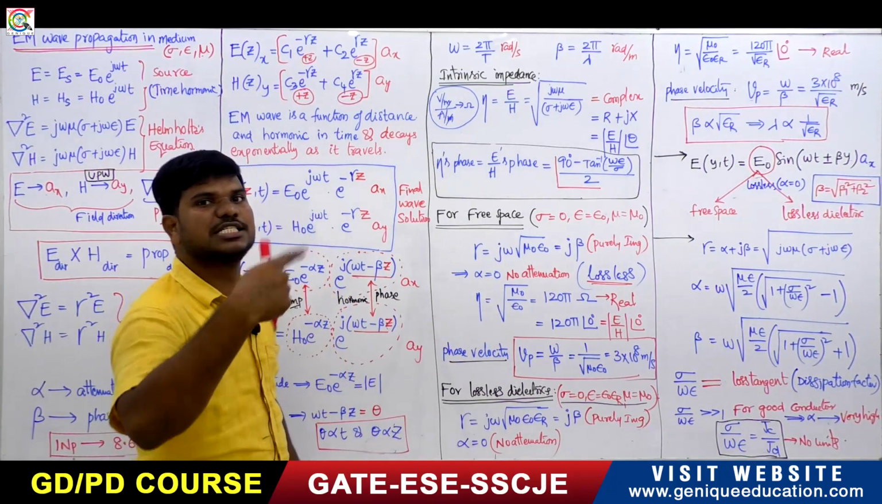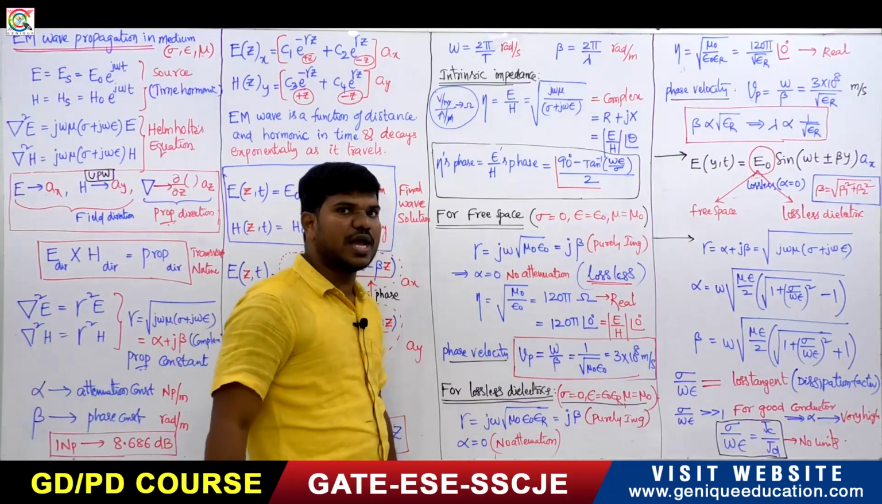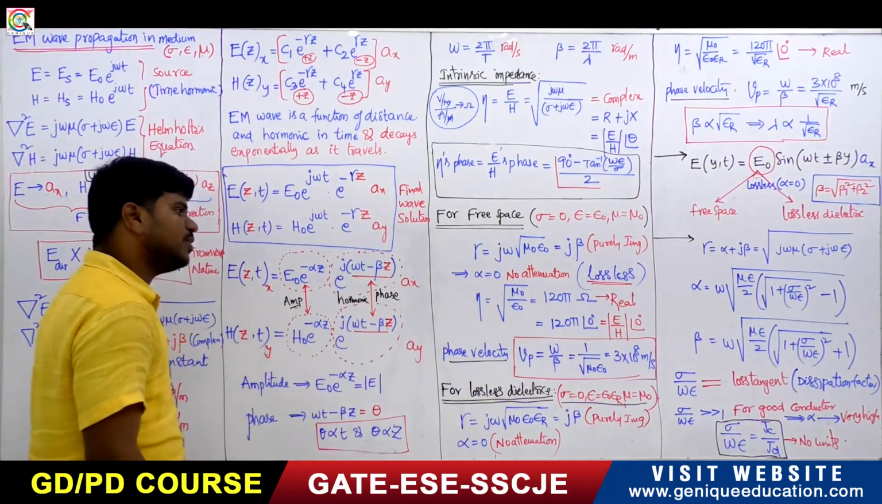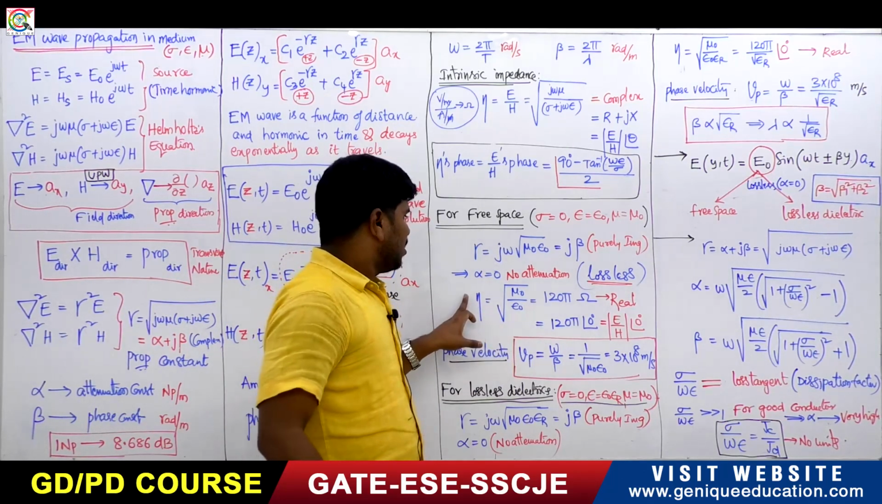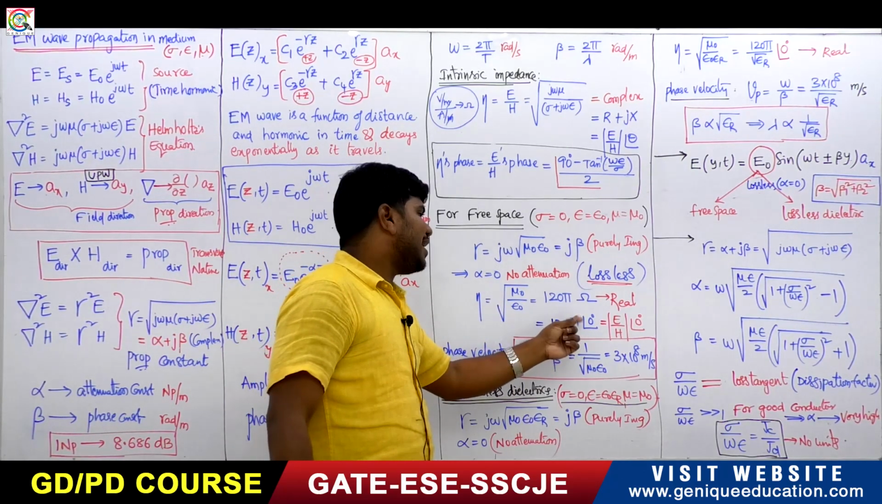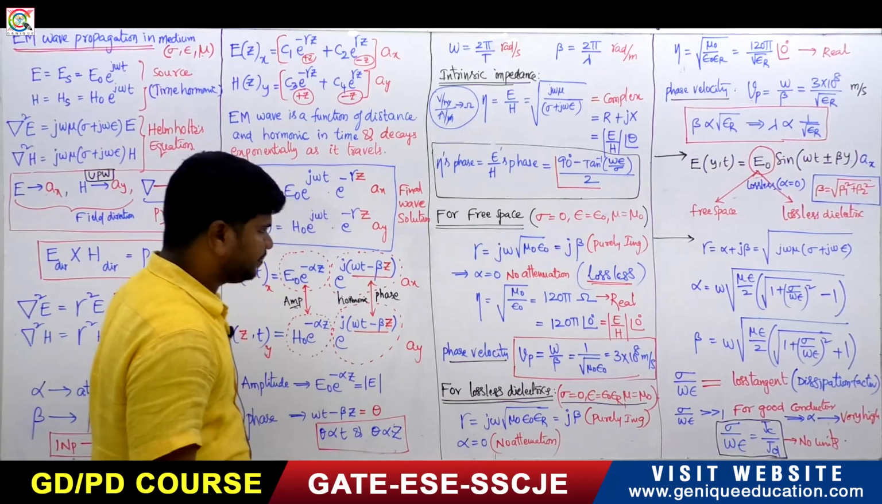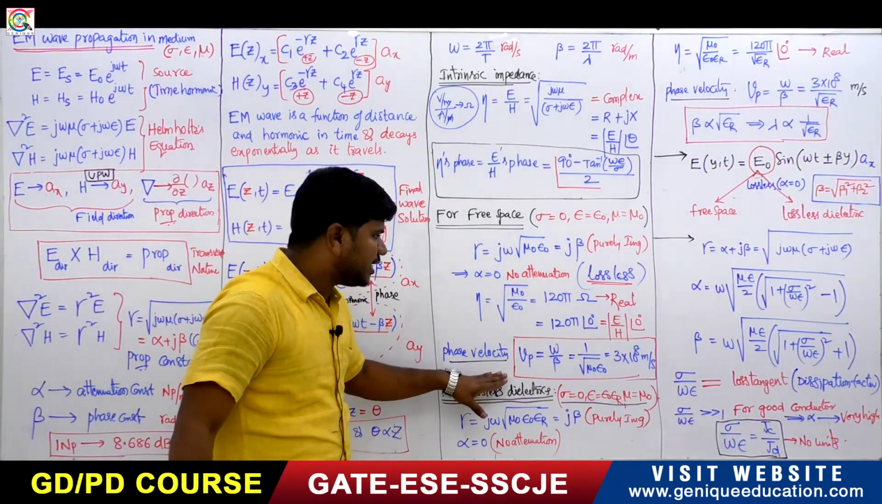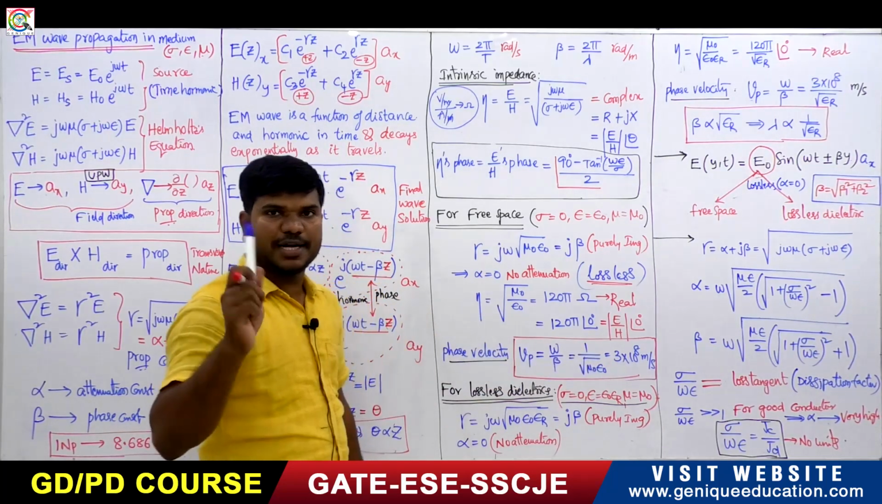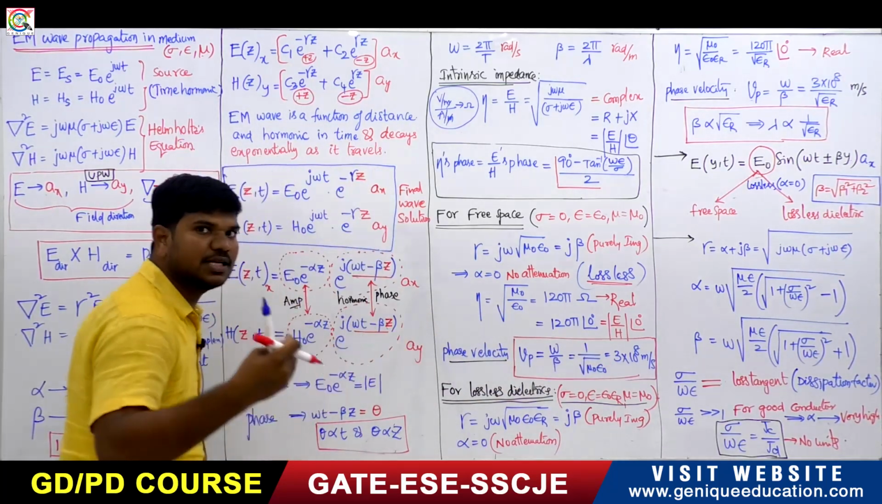That means there is no phase difference between E and H. It is showing that there is no phase difference between E and H. So this eta is equal to 120 pi at an angle of 0 degrees. Now what is the phase velocity? The phase velocity of the EM wave is 3 into 10 power 8. So these are the three very, very important things.